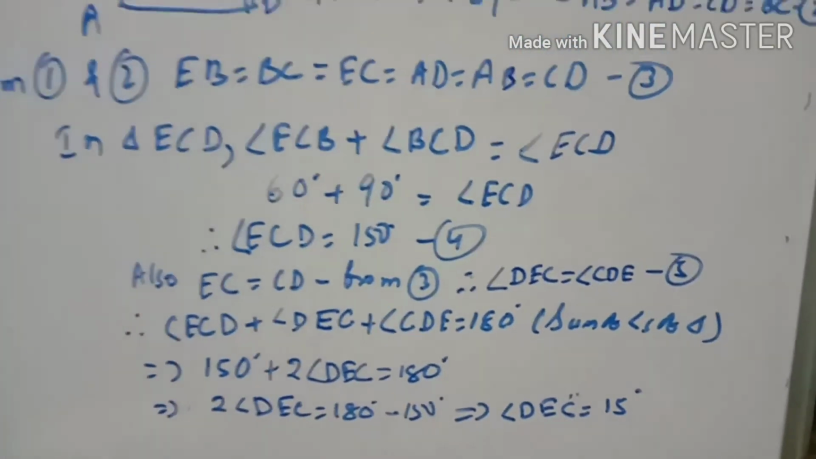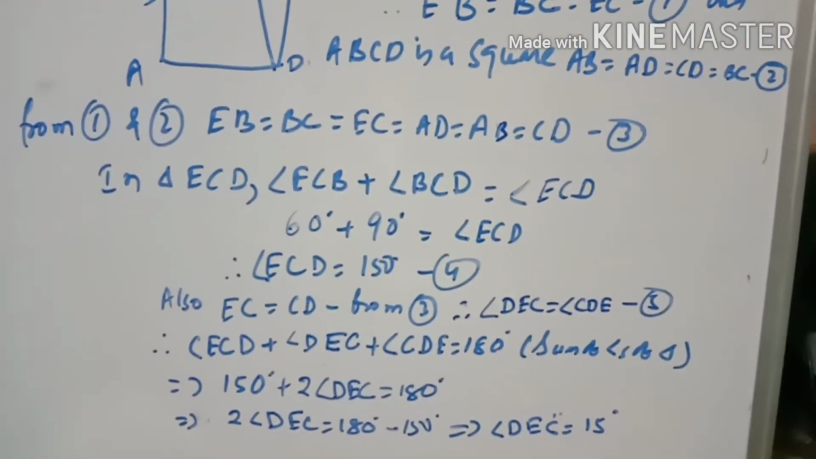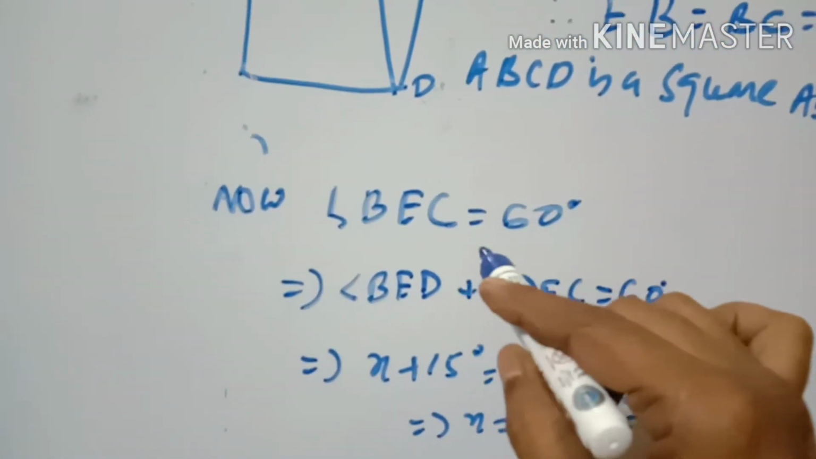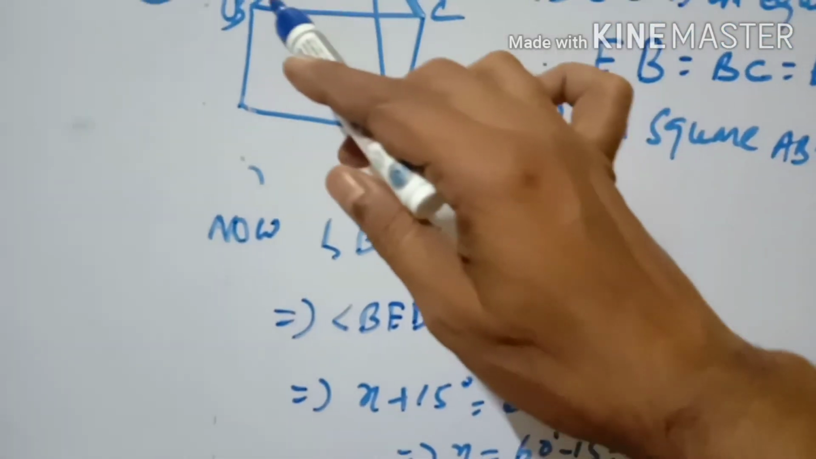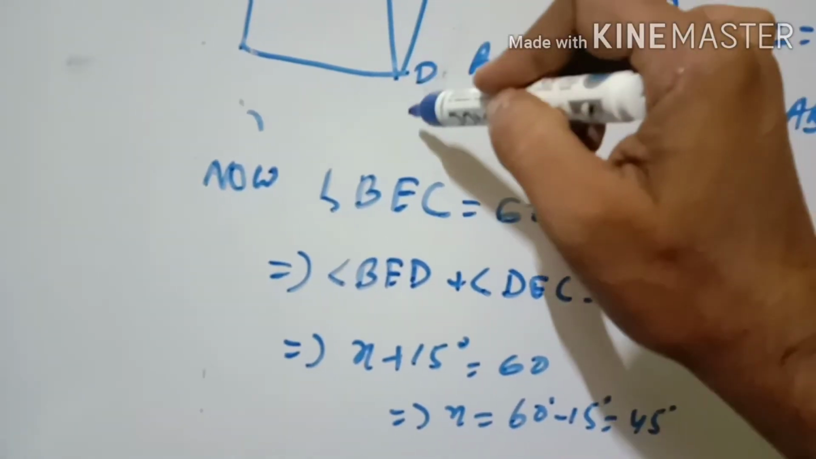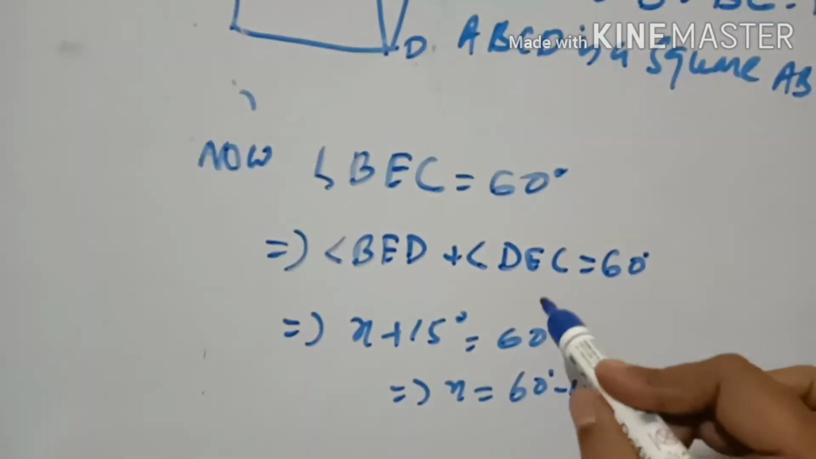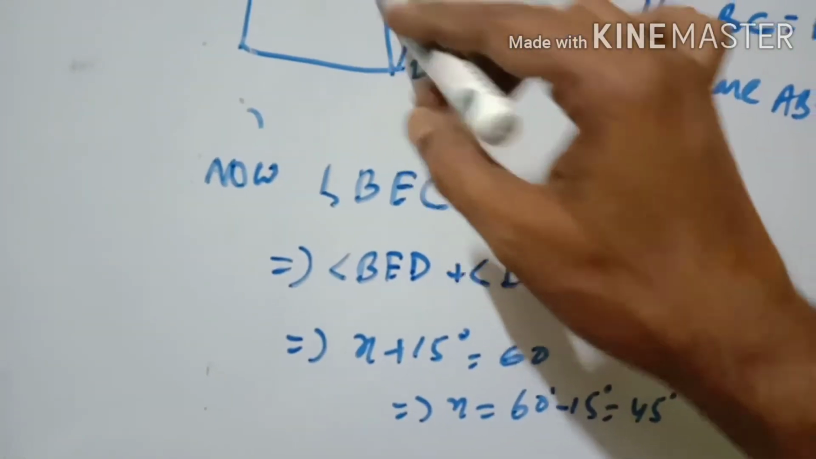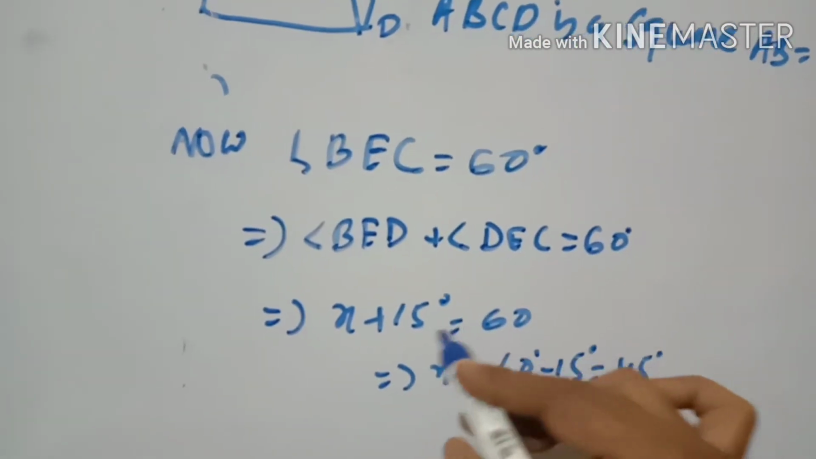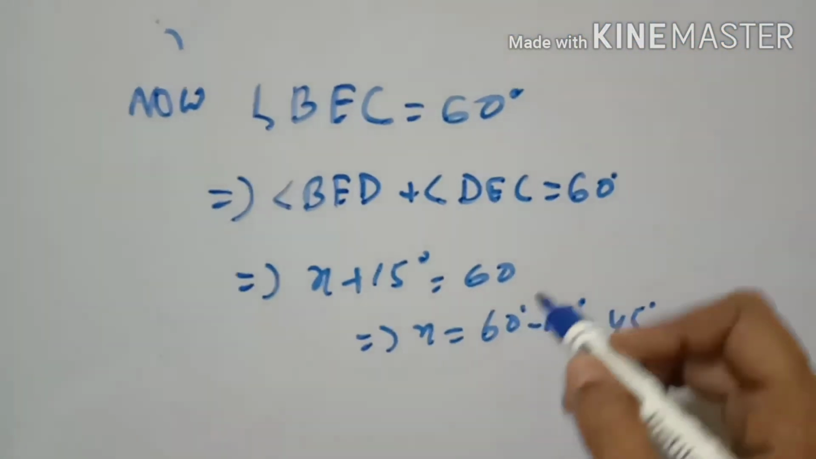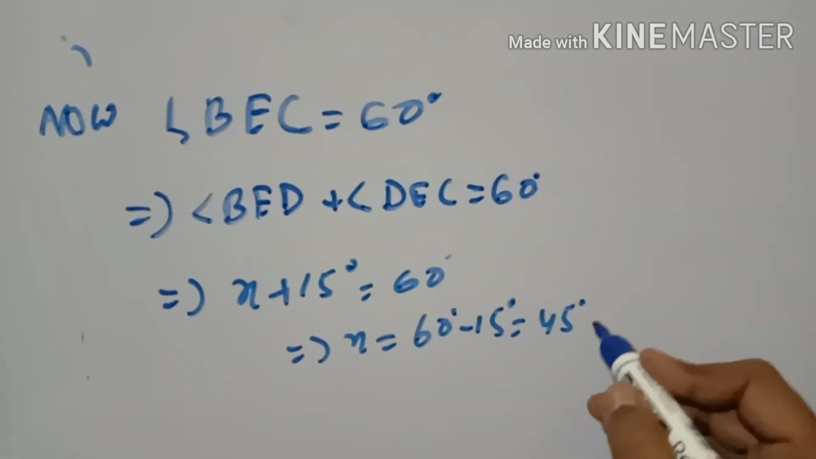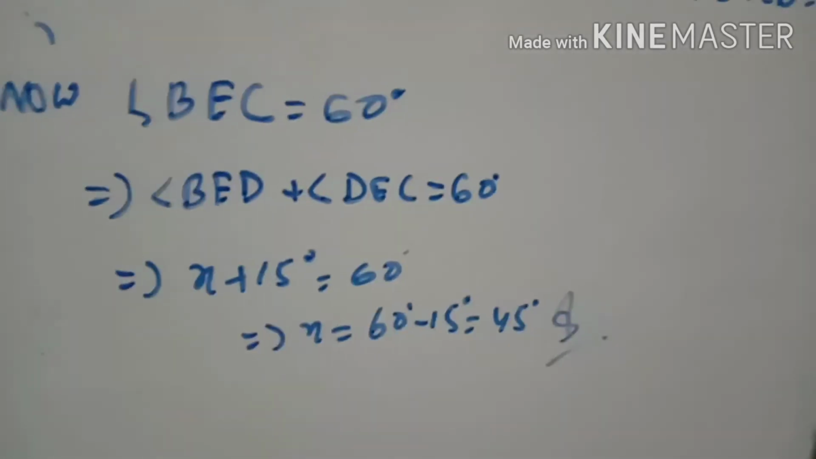Please write down. Now see, angle BEC equals 60 degrees. This is an equilateral triangle. So angle BEC means what? Angle BED plus angle CED, or DEC I can write. So this is the value, X degrees it is given, and here I have already found out 15 degrees. So X plus 15 degrees equals 60 degrees. Therefore, X equals what? 60 degrees minus 15 degrees equals 45 degrees. This is your required answer. Please write down.